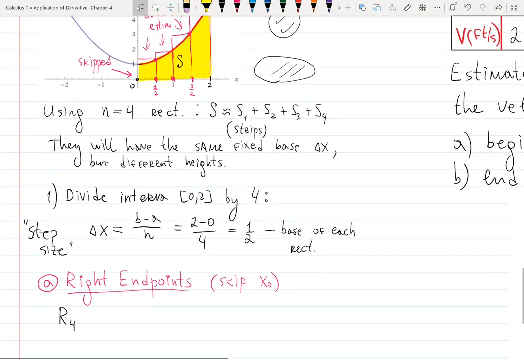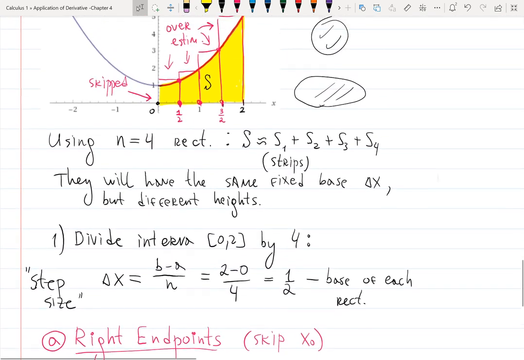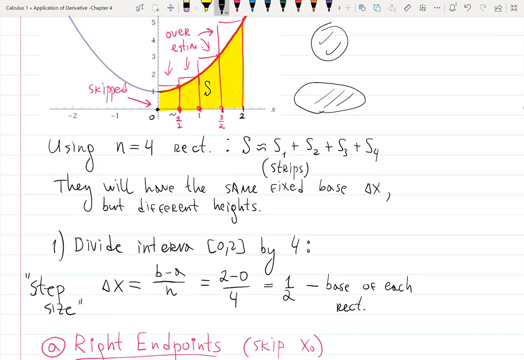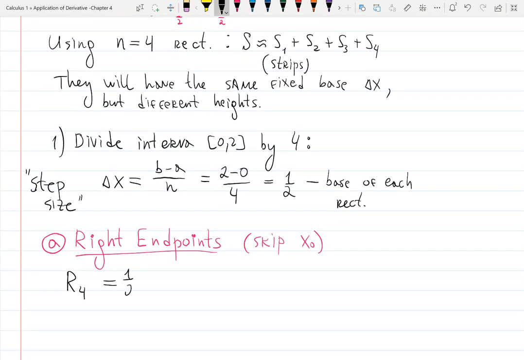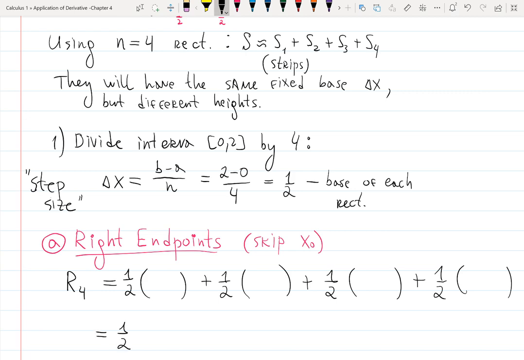Well, each rectangle, look at this graph over here. Each rectangle has base 1/2, right? Then it's going to be 1/2 base times the height, 1/2 base times the height, and so on, 4 of them. That's not usually how people write it down. People usually factor out the same base. That's the whole point of having the same base. You can factor it out and then just add all the heights over here.